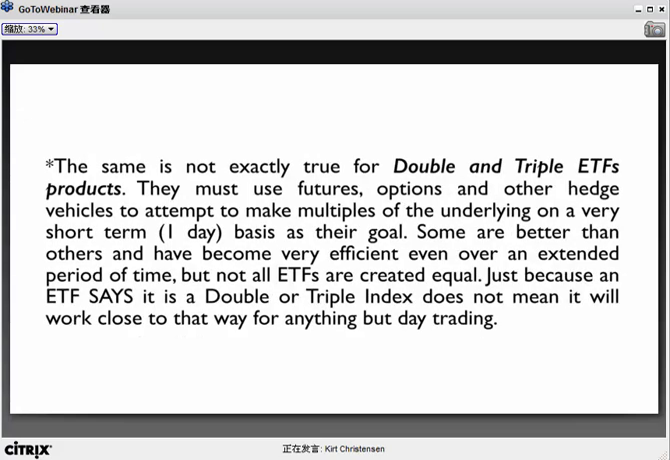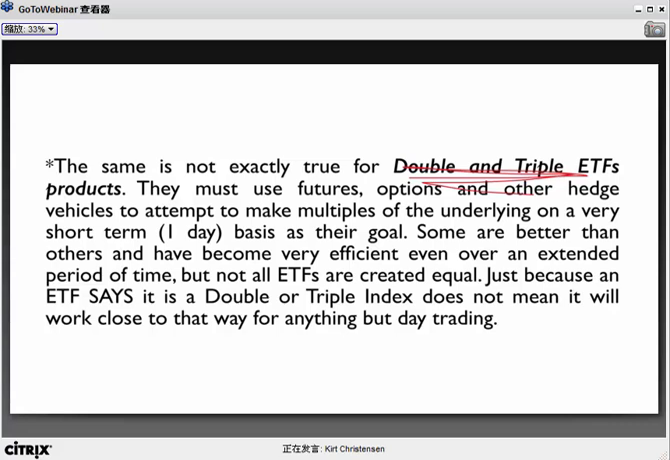Now, the same is not exactly true for what are called double and triple ETFs. If you have your handouts, make sure to follow along with your handouts, because double and triple ETFs are a little bit different. They must use futures, options, and other hedge vehicles to attempt to make multiples of the current market gain or loss in any one day. Some are better than others. The ones that we use are pretty dang good, but there are some pretty sketchy double, triple, and quadruple ETFs out there.